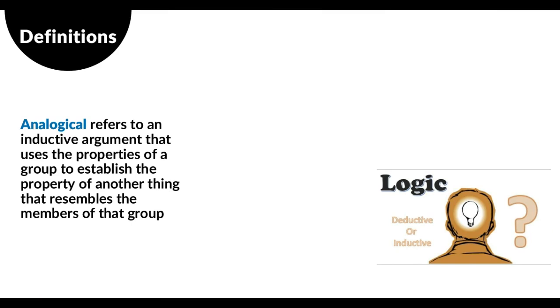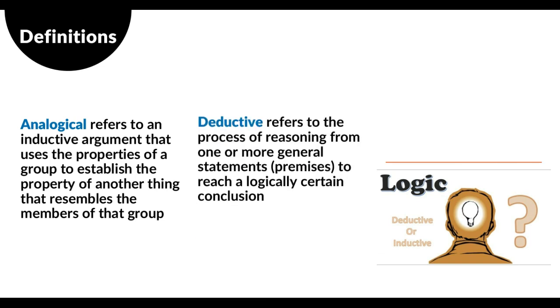Analogical reasoning refers to an inductive argument that uses the properties of a group to establish the property of another thing that resembles the members of that group. Deductive reasoning refers to the process of reasoning from one or more general statements or premises to reach a logically certain conclusion.